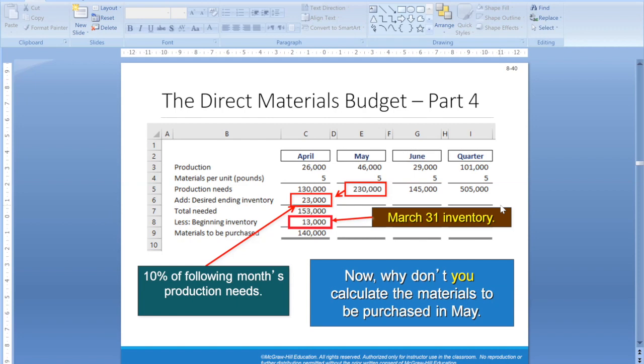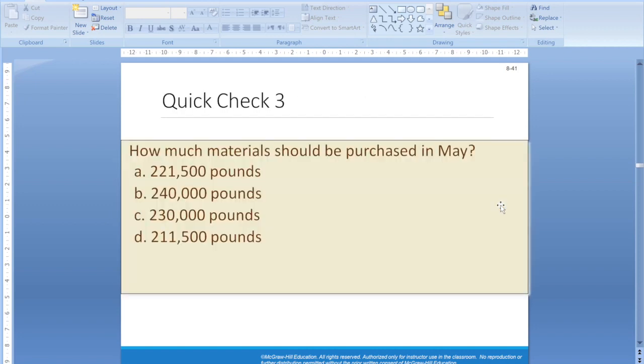That's all for April. Most important is to differentiate between the units as finished goods, 26,000 production units, and the pounds, which are materials units. So the question for this direct material budget is, what are the materials to be purchased in order to serve the finished goods? So I need to purchase 140,000 pounds of material units to produce the 26,000 finished goods. What about May?